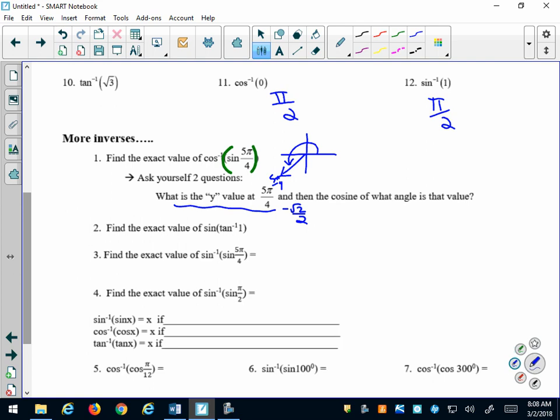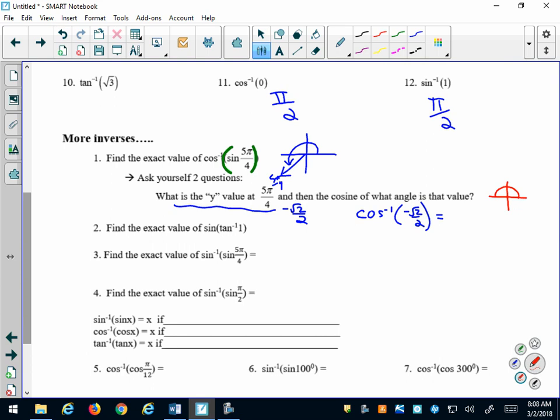Okay, so clearly we weren't in our restricted quadrants there, but now we have to think about our restricted quadrants, because now we're finding the inverse. So this problem then becomes, what is the inverse cosine of negative root 2 over 2? So now we're thinking restricted domain. Cosine is these two, right?